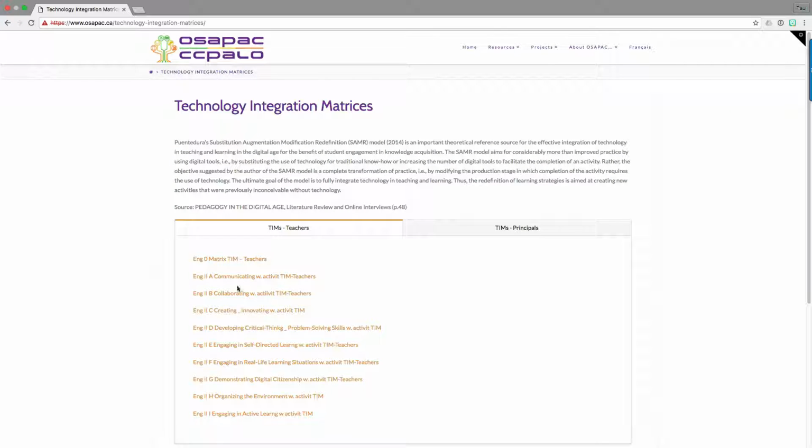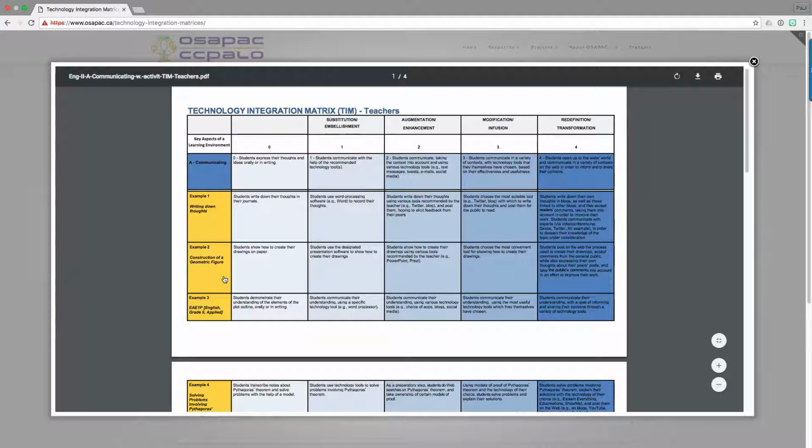After the general matrix, each of the different categories are broken down with examples. For example, here's the communicating category with the descriptors along the top about what the student would be doing. Down the side are examples of how this communicating matrix could be used in a variety of classroom settings for a variety of different activities, and describe what the student may be doing in order to demonstrate that particular level of competency within that particular category.